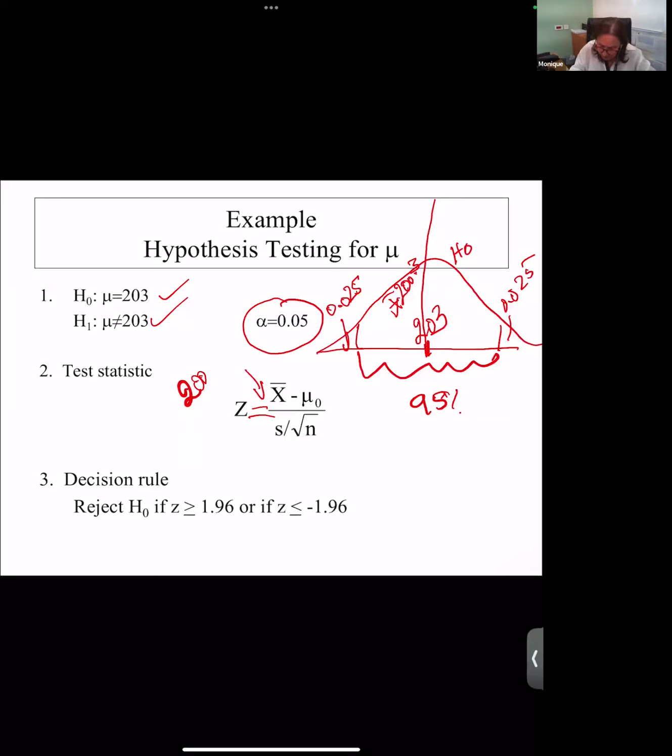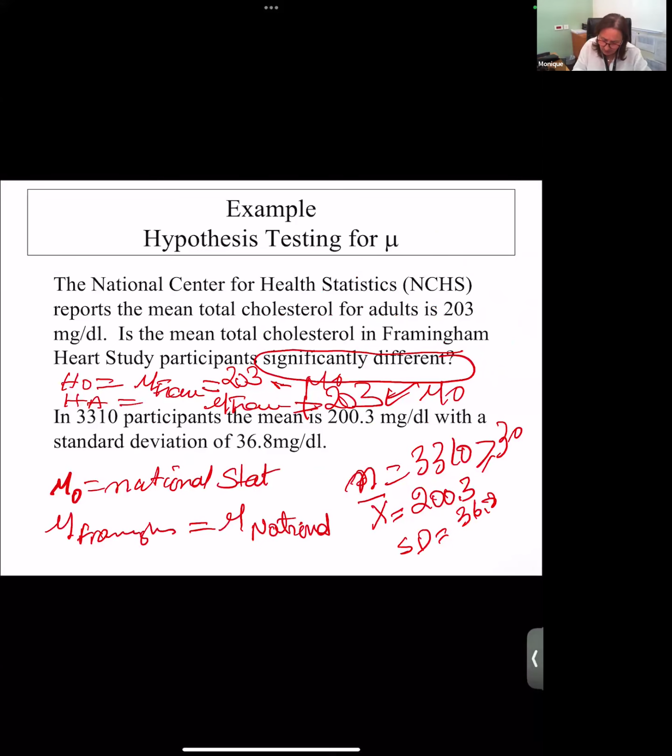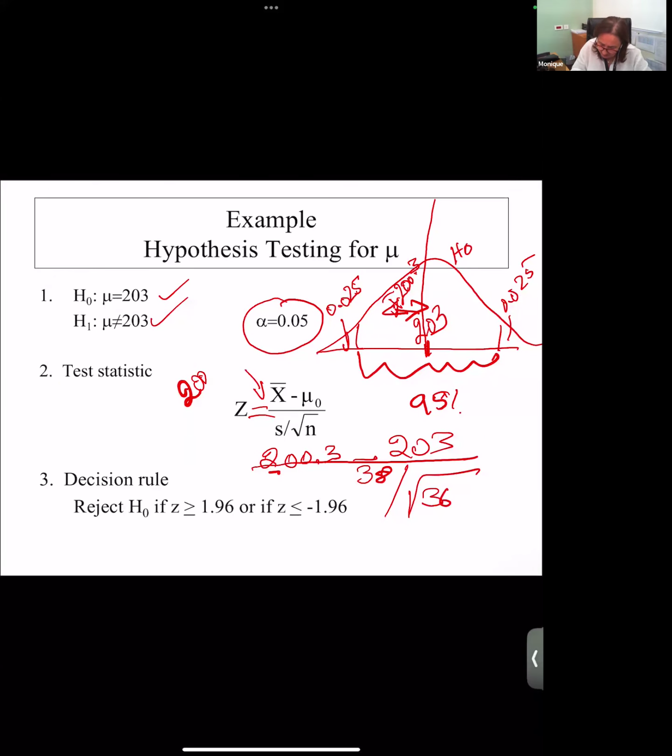X bar, which is 200.3 minus 203. If I consider that H0 is true, let me see how far it is, over S. So S is 38. Can you tell me how much it is? 38, maybe? Over the square root of 3,000. Okay. So S is 36.8, sorry, and n is 3310. S is 36.8.